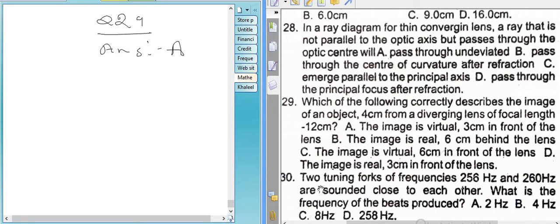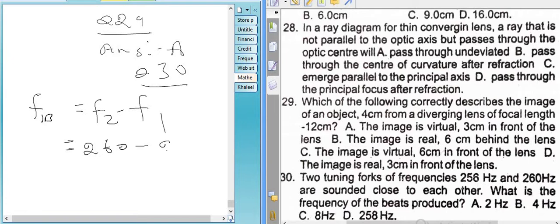Question 30. Two tuning forks of frequency 256 Hz and 260 Hz are sounded close to each other. What is the frequency of the beat produced? In this question, we know that the beat frequency, let me call it FB, is always equal to the bigger frequency minus the lower frequency. The bigger frequency is 260 minus the lower, which is 256, which is equal to 4 Hz. Therefore, the correct option is option B, that is 4 Hz.